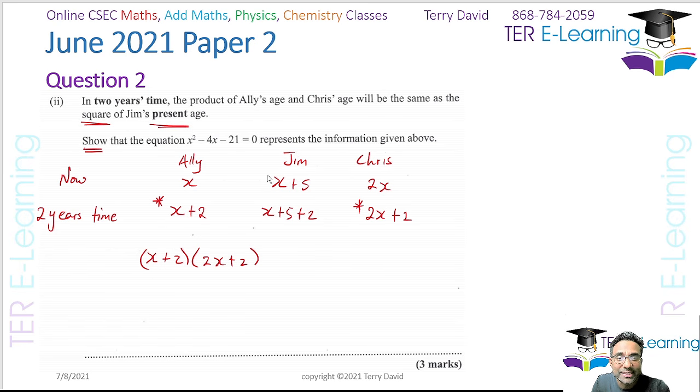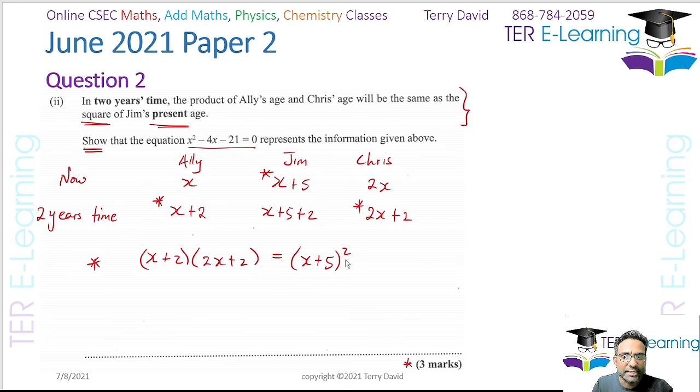Now Jim's present age is this fella here. So don't get confused. So the product of Ali and Chris's age 2 years later is equal to the square of Jim's age now. So that's going to be X plus 5, and we're going to square this, right? So based on this statement here alone, I can come up with this equation, right? Now notice they're giving you plenty marks for this. That is 3 marks. So now we have to show that, well, this is a quadratic here, so we have to show this. So what we're going to do, we're going to simplify that.